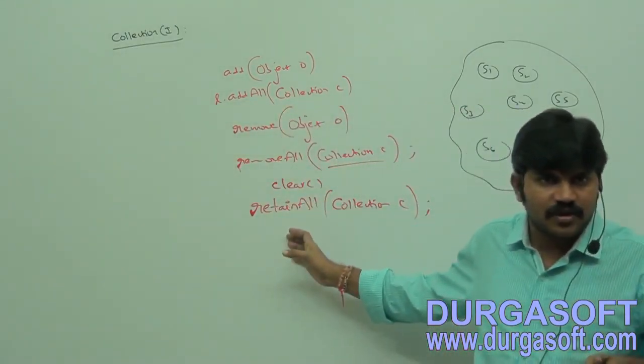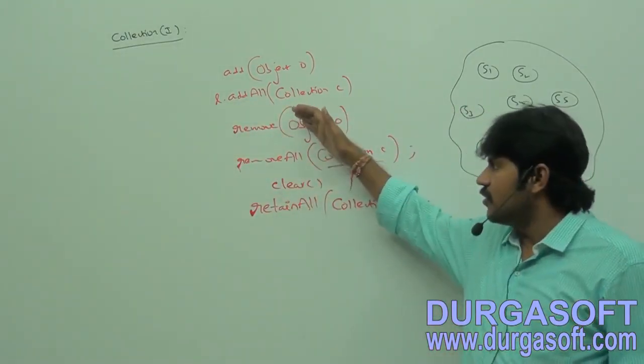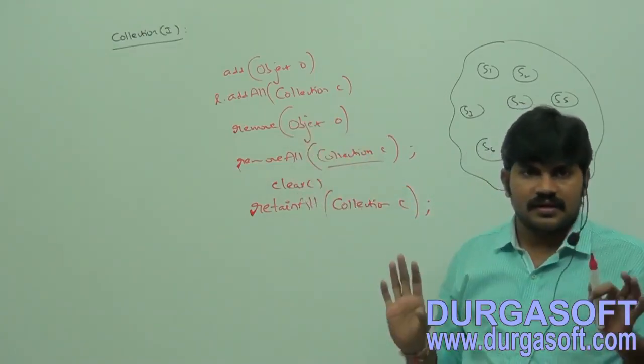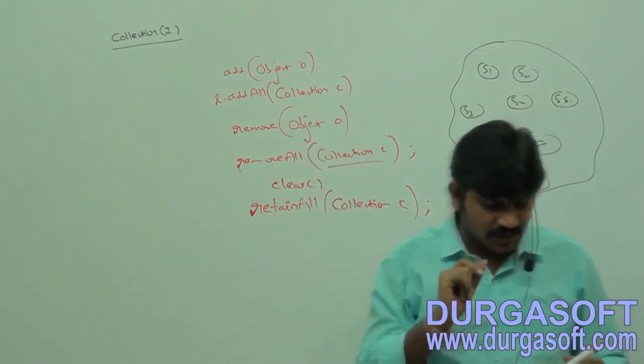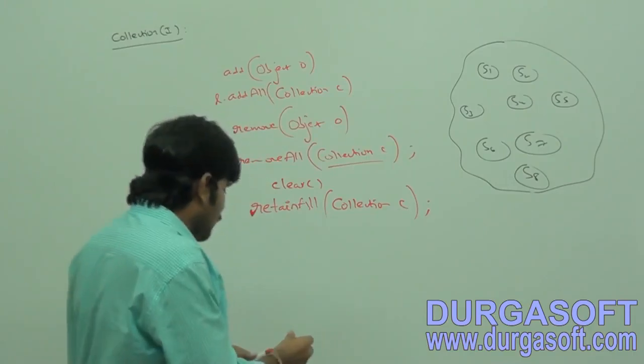Any explanation is required about these four methods? Remove, remove all, clear, retain all. Is it clear for all of you, right? Okay, now the next methods.